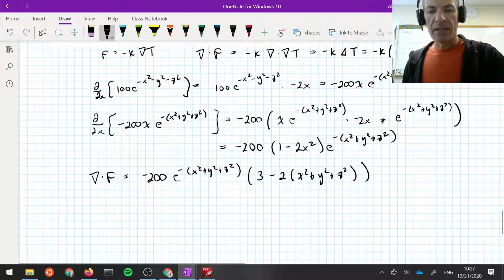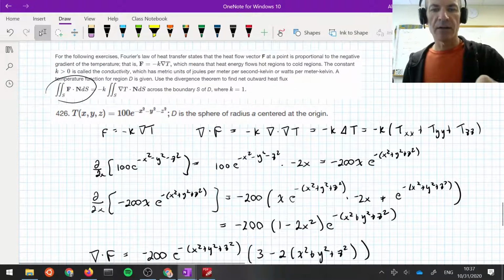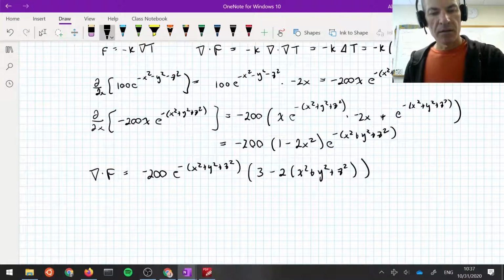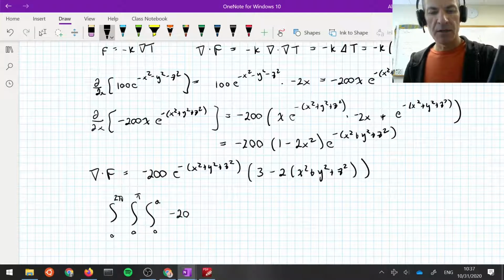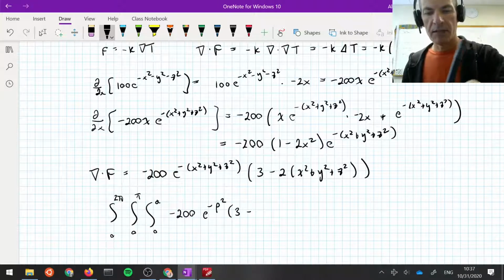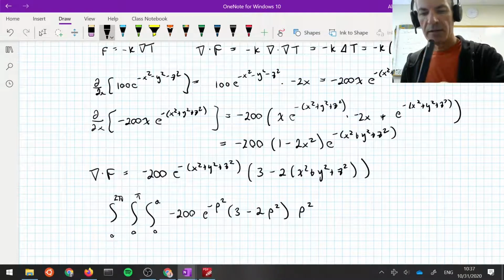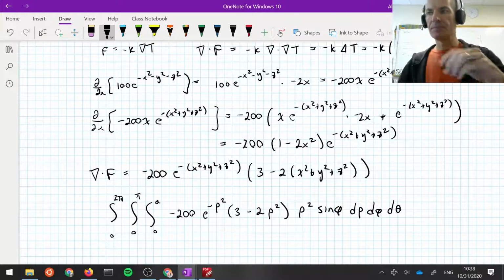And we're now ready to go. This is going to be spherical coordinates, and we are integrating over a sphere of radius a centered at the origin. So in rho, we're going to go 0 to a. In phi, we're going to go 0 to pi. In theta, we're going to go 0 to 2 pi. The divergence becomes negative 200 e to the minus rho squared, 3 minus 2 rho squared, sine phi d rho d phi d theta.